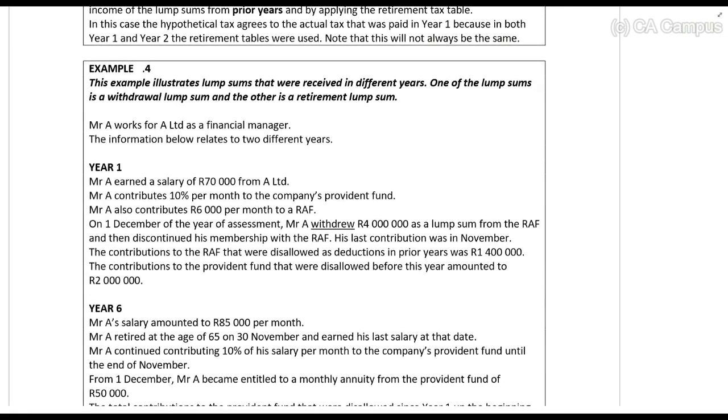So in example number 4, we do two things. We've got lump sums in different years. One of them is a withdrawal and the other is a retirement lump sum. Okay, so year 1, Mr. earned a salary of 70,000 rands from A Limited. He contributed 10% of his monthly income to the Provident Fund and also 6,000 rands a month to the RAF.